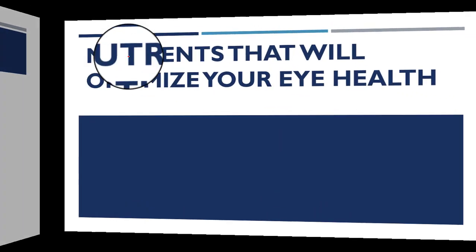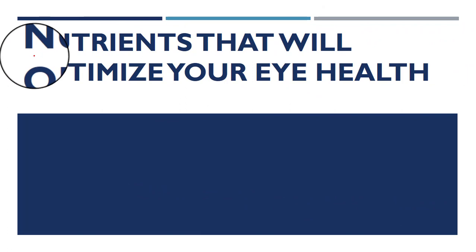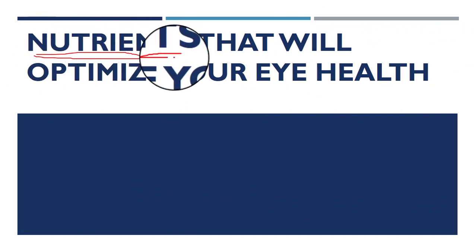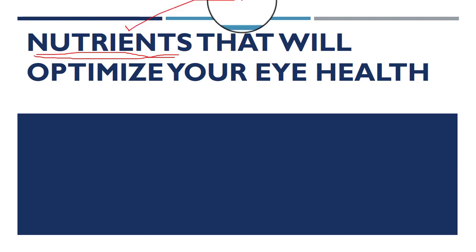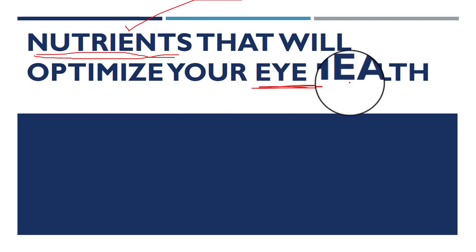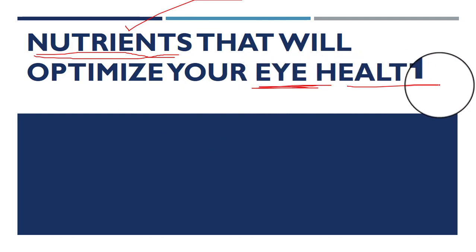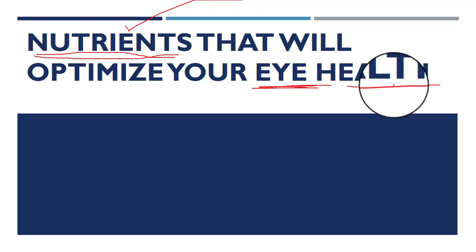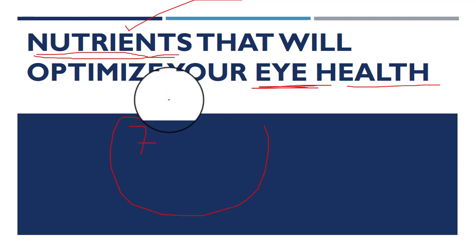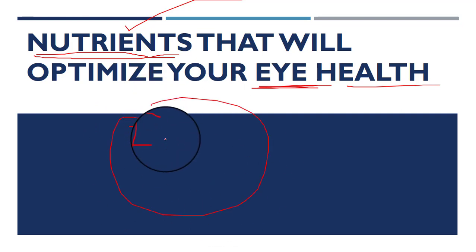Now next we'll talk about what are the natural remedies that you can try if you are suffering from eye floaters or muscae volitantes. So now here, very important, we'll discuss the 7 nutrients, or you can say simply 7 nutrient supplements and 7 nutritional sources that will optimize your eye health.